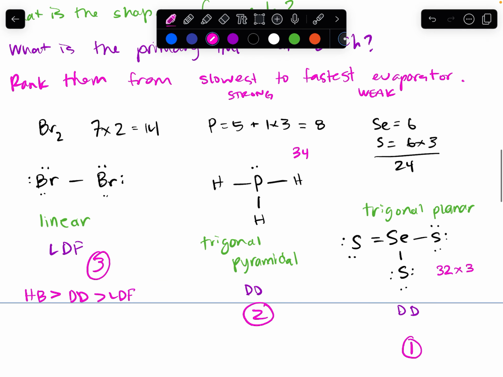So, kind of a rundown of lots of things that we've done so far for the intermolecular forces unit. We've got Lewis structures, we've got shapes, we've got intermolecular forces, and we've got ranking.